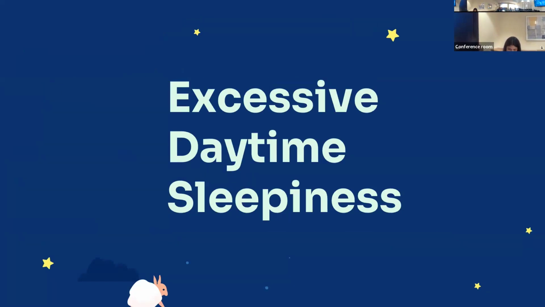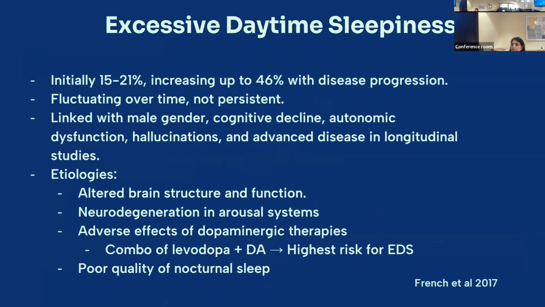Next, sleep disorder, excessive daytime sleepiness. Initially in Parkinson's, about 15 to 21% of patients will have this, but as the disease progresses, up to 46% of patients will have this complaint. It does seem to fluctuate over time. It's not persistent, and seems to be linked with the male gender, cognitive decline, autonomic dysfunction, hallucination, and advanced disease.